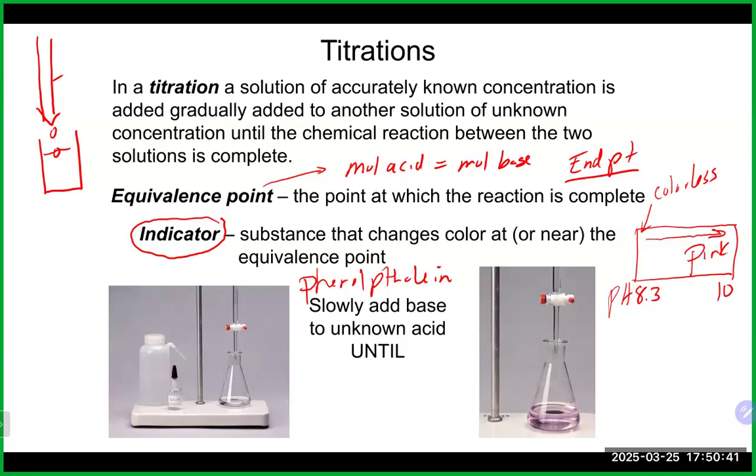A lot of times when you do a titration, especially if you use phenolphthalein, they yell at you, hey, stop when you barely see a color change, right? The barely lightest shade of pink is ideally what you want. And there is a reason for that, and we'll talk about it in just a second.